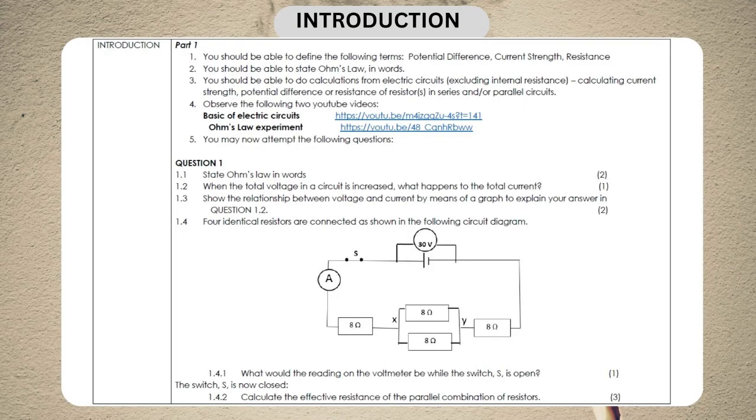Introduction. Part 1. 1. You should be able to define the following terms: potential difference, current strength, resistance. 2. You should be able to state Ohm's law in words. 3. You should be able to do calculations from electric circuits, excluding internal resistance, calculating current strength, potential difference, or resistance of resistors in series and/or parallel circuits.